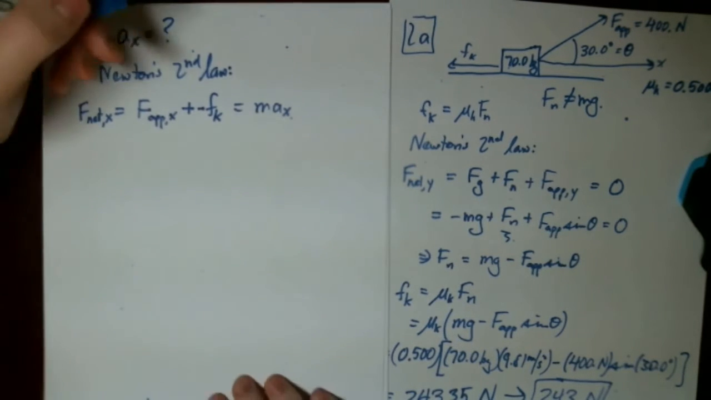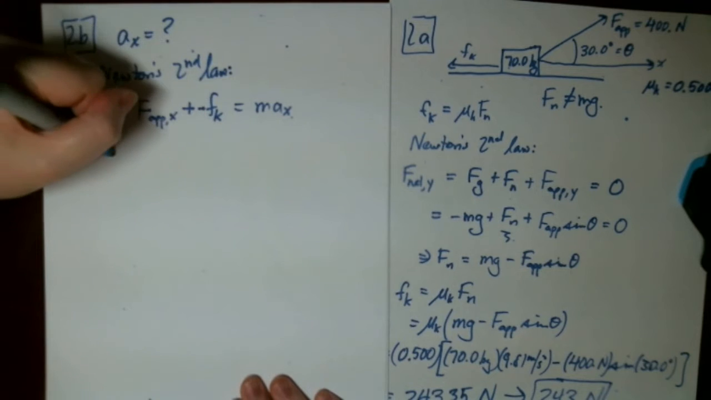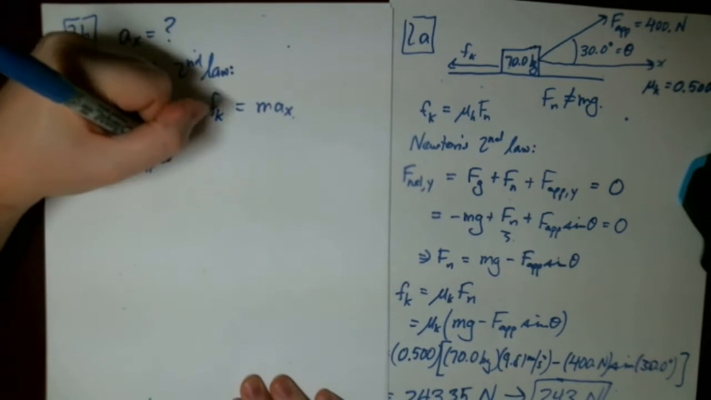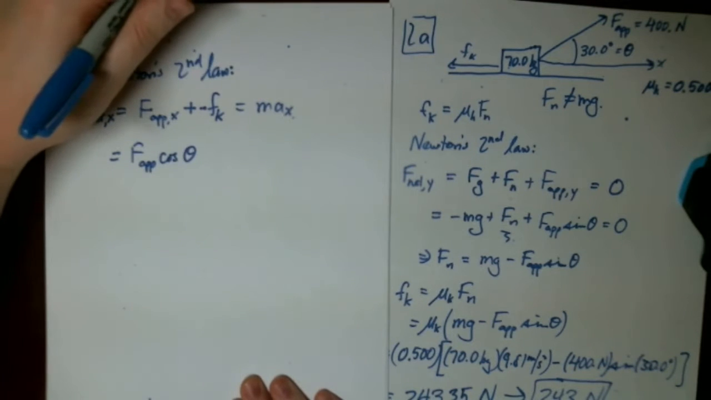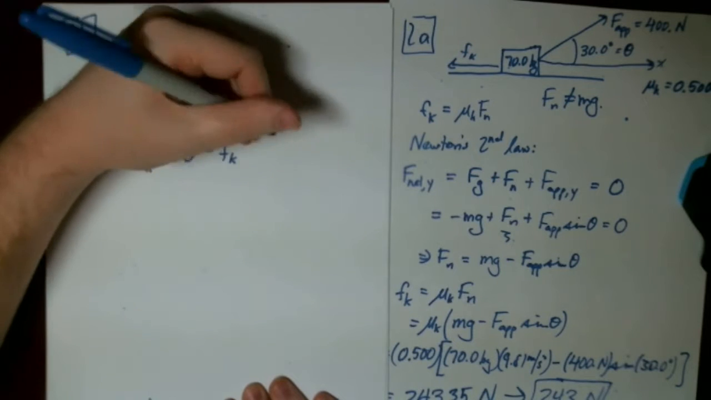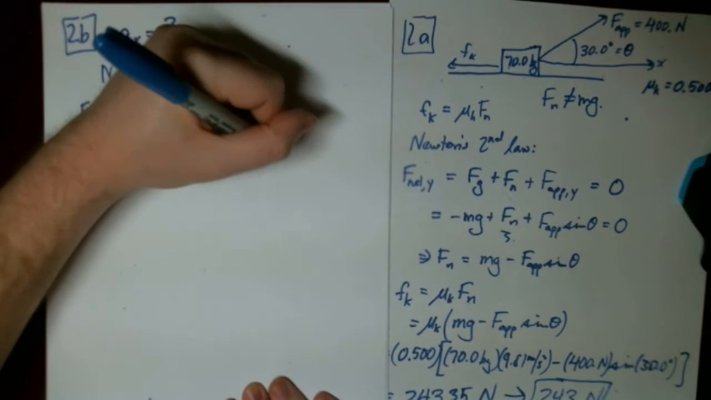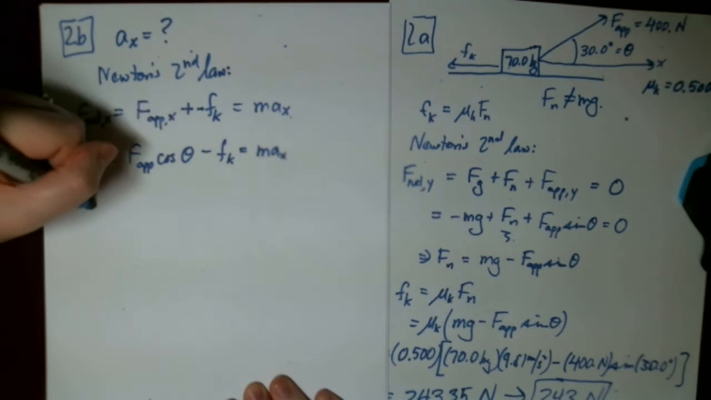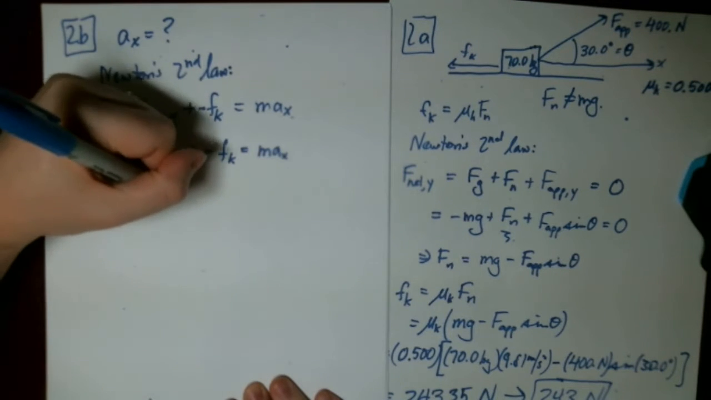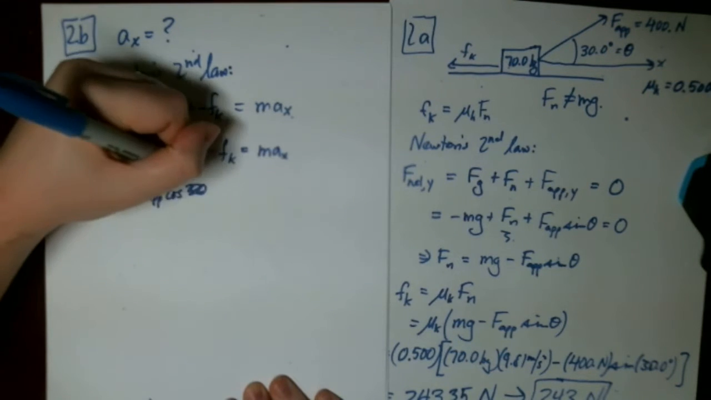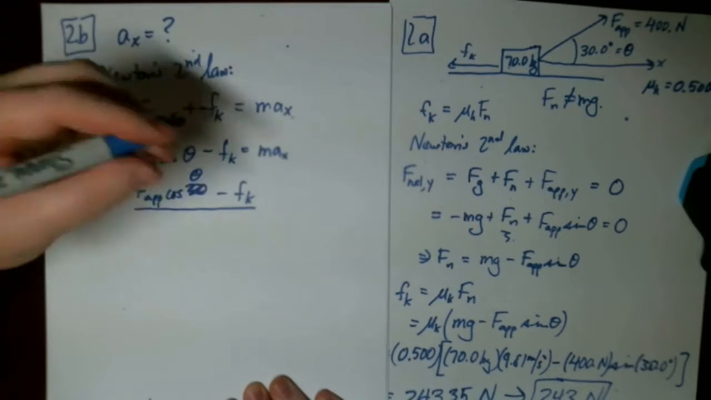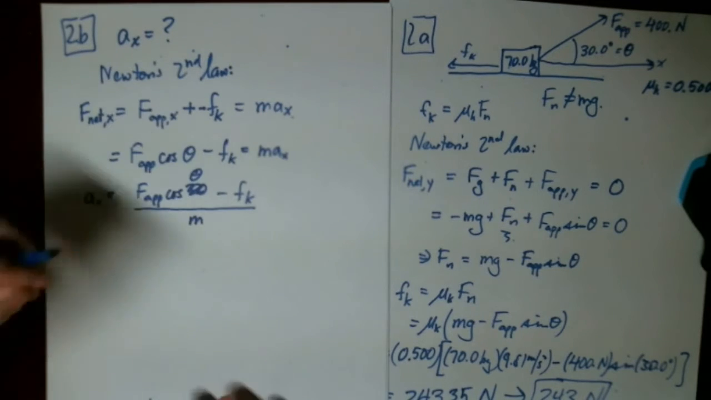Okay, so we know F applied x is going to be F applied times the cosine of theta. And we already have a number for f sub k, so we'll just leave that as f sub k, and that'll give us m a sub x. So now we just need to solve for a sub x. And that's going to be F applied cos theta minus f sub k over the mass of the box.